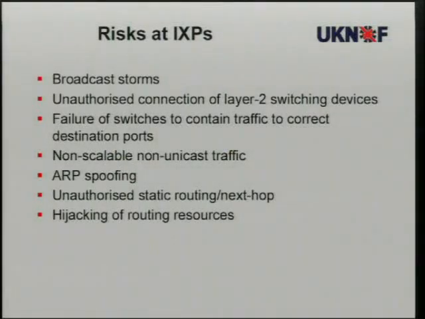Associated with that, connecting layer 2 switching devices so that the Ethernet switches aren't just owned by the exchange operator, but by third parties as well. Switches don't always do what it says on the tin in terms of switching the traffic to the right port. Broadcast multicast traffic does not scale well. Too much of that and you're in trouble. ARP traffic is a necessary evil that has problems associated with it. There are various evil things that can be done with static routing and mucking about with BGP next hop, and also some risks of hijacking the routing resource.